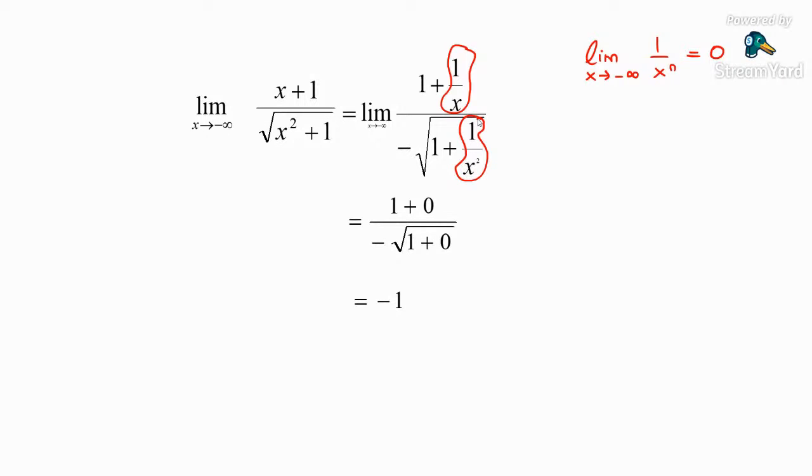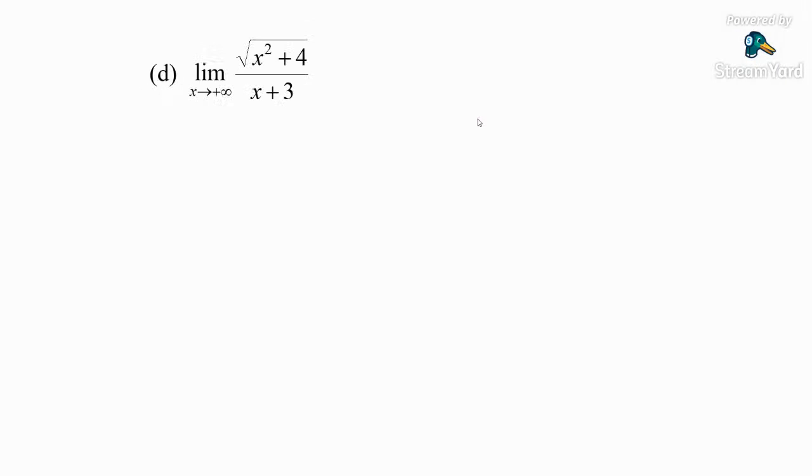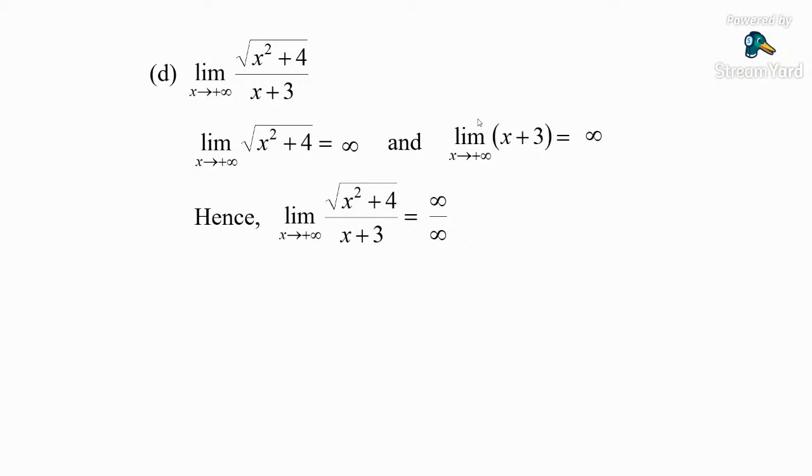Okay, so now the last question for today. Limit as x approaches positive infinity of the square root of x squared plus 4 over x plus 3. Again, substitute x with infinity. So you are going to get infinity over infinity. So what do we do if we have infinity over infinity?